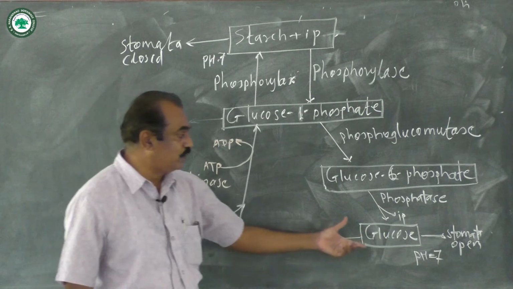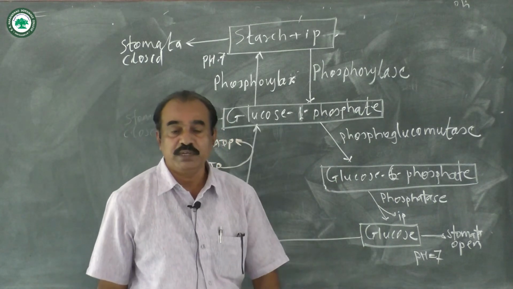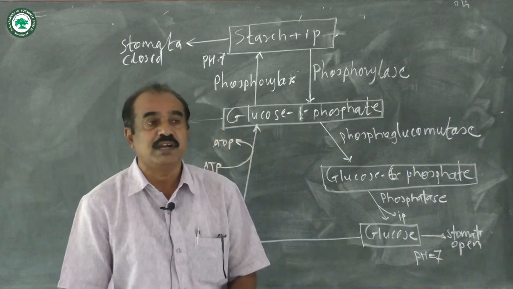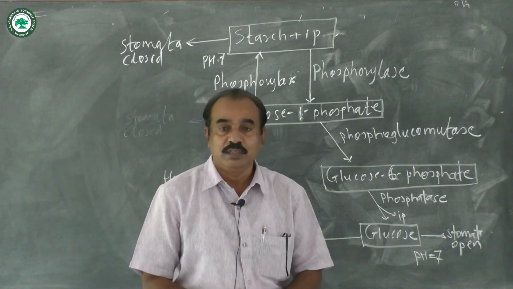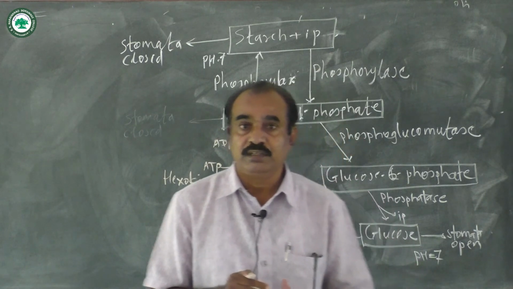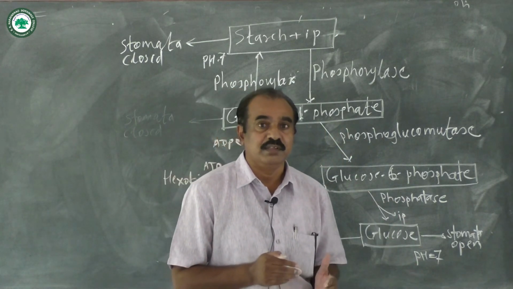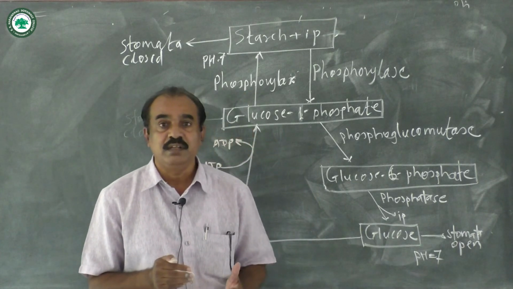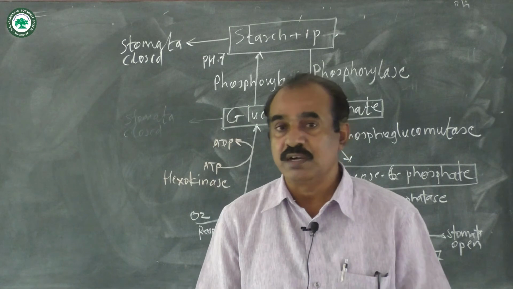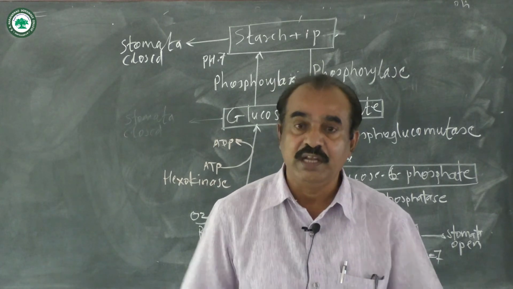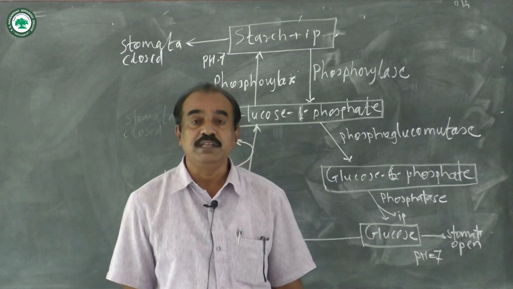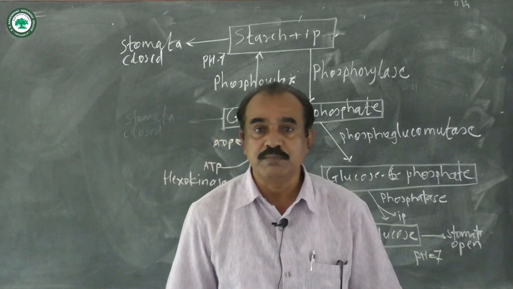That means when this glucose is synthesized, the osmotic pressure of the guard cell increases, and as the osmotic pressure of the guard cell increases, water from the neighboring mesophyll cell enters into the guard cell. Then turgor pressure increases, and automatically a pressure is exerted on the outer wall of the guard cell, which is thin and elastic, and it gets stretched toward the outer side, and at the same time the inner non-elastic thick wall becomes concave.